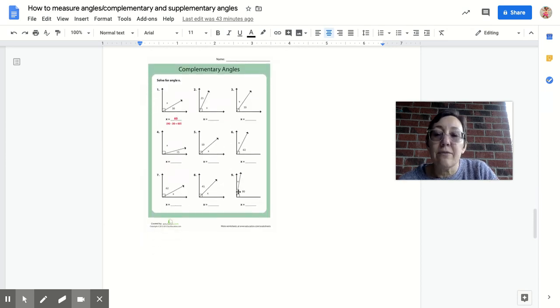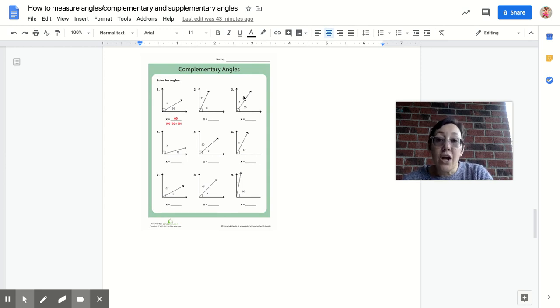So it's kind of hard to see, but if this angle is 60, complementary angles are all 90 degrees. Look at them. This is a 90-degree angle. You see the little square in there? They're all 90 degrees. So if this is 30, that means the other one has to be 60. Got it? So if this angle is 55, what would X equal?